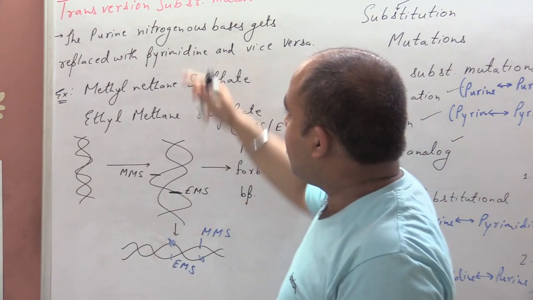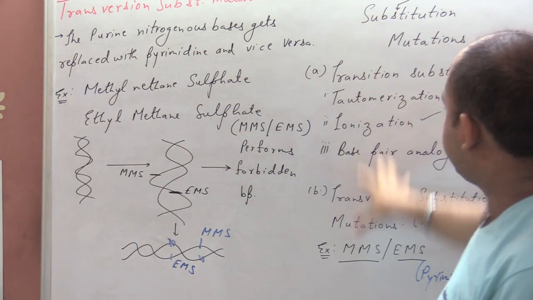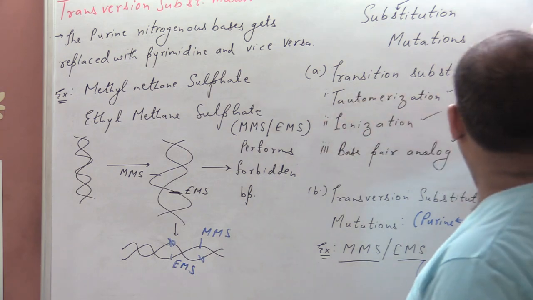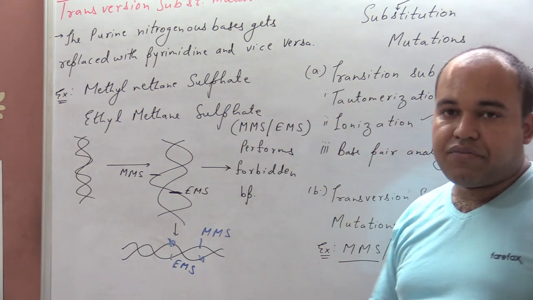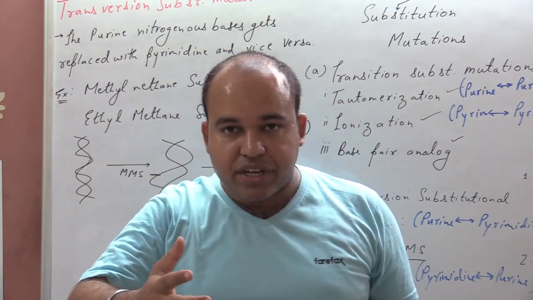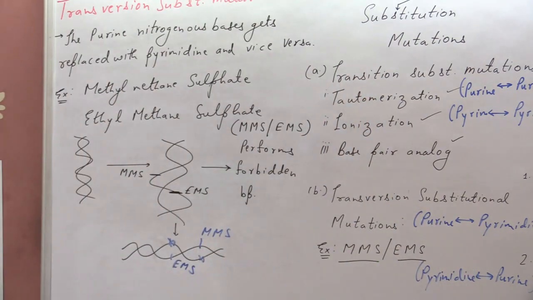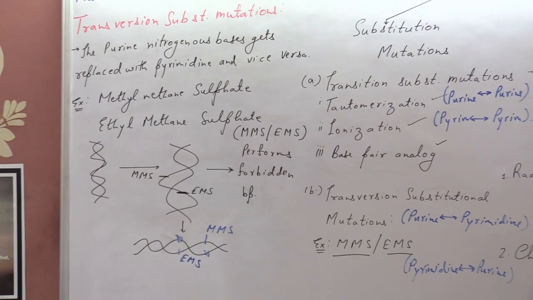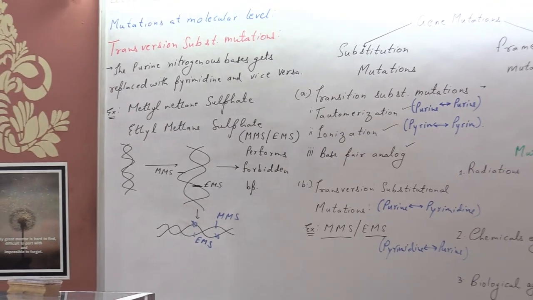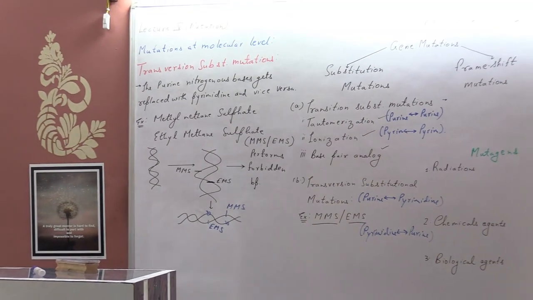So this is all about the substitutional mutations. Now we are going to talk about the frame shift mutations. Which are the frame shift mutations? How do frame shift mutations take place? So let us zoom out of this chart and move to our topic.